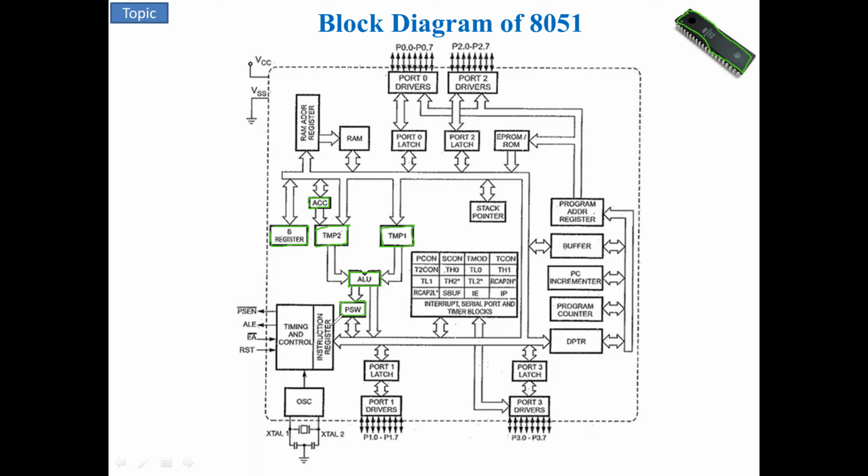And then we have the control block, which takes care of whatever operation the microcontroller does, by the timing and control unit. These are special units which do all the operation. For example, if you have a command, move A comma B, then this control will take care of moving the data from B to A. So all these operations are done by this timing and control circuit, which is inside the IC.